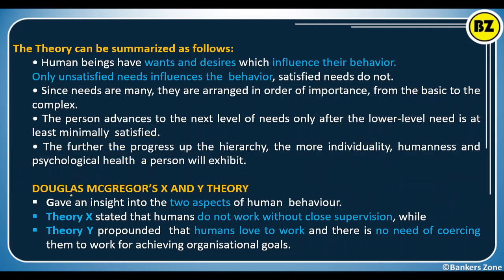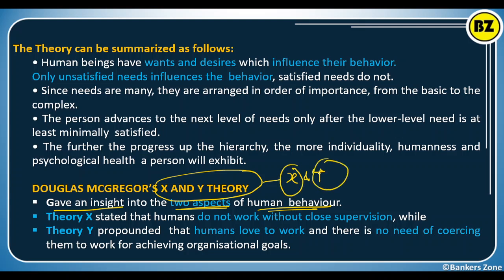Now the next theory we'll discuss is Douglas McGregor's X and Y theory. This is a very easy theory. X and Y theory is given by Douglas McGregor. See here, he gave an insight into two aspects of human behavior. According to Douglas, there are two categories of persons, category X and category Y.